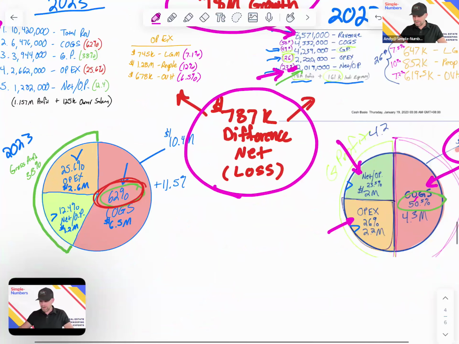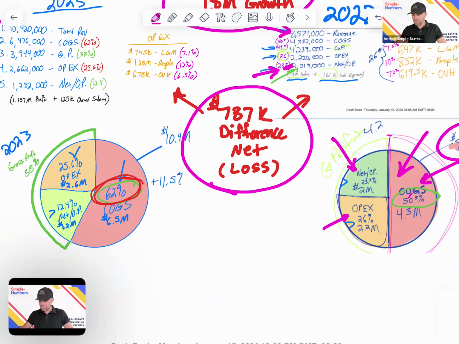When we look at the pies, what did we see over here? 50% cost of goods sold, 23% net profit, 26 operating expenses. Well, remember, like I said before, if your net profit goes down or it's not where you want it to be, you have to look either in the orange section, operating expenses, or in the red section, cost of goods sold. Well, it's obvious which one it is when we look over here.